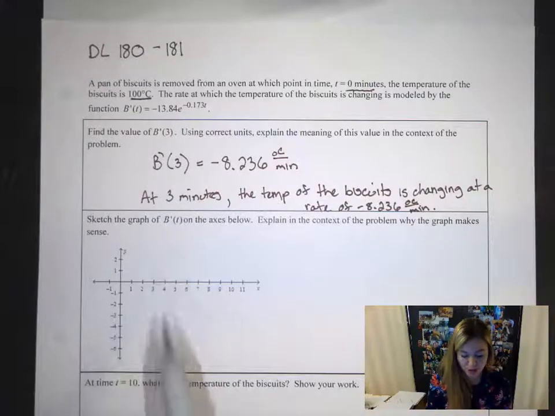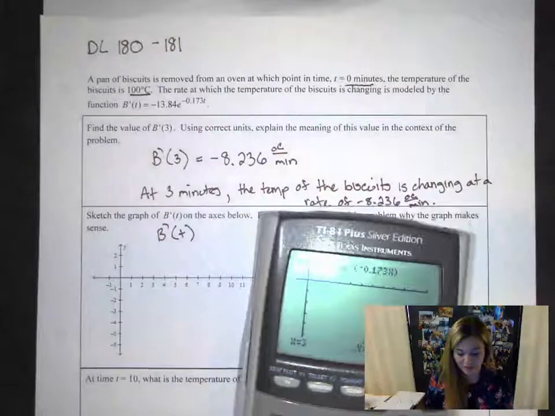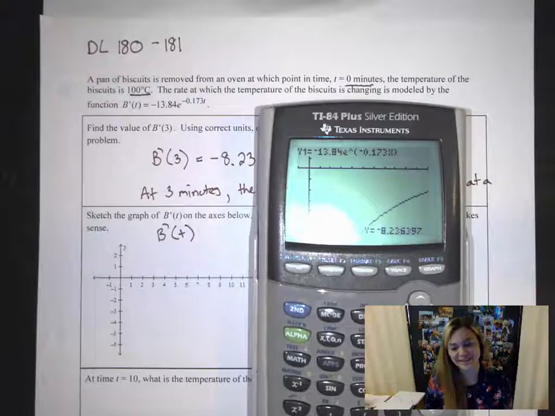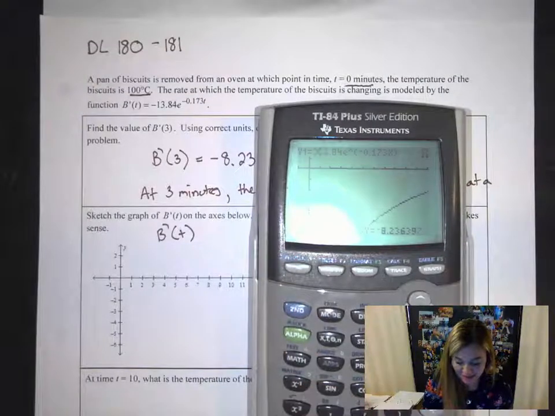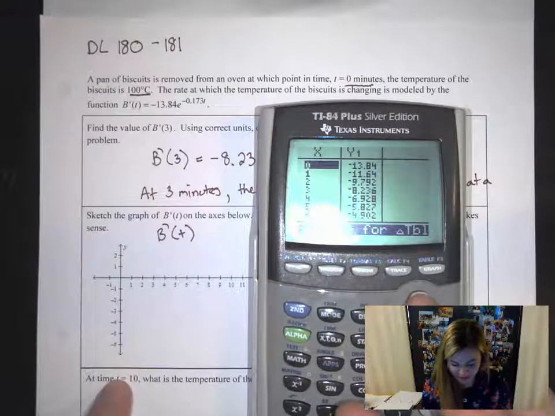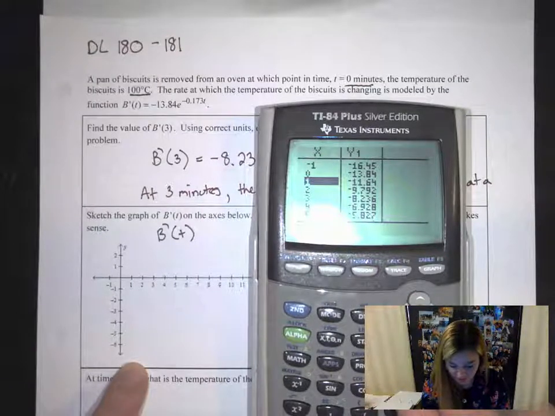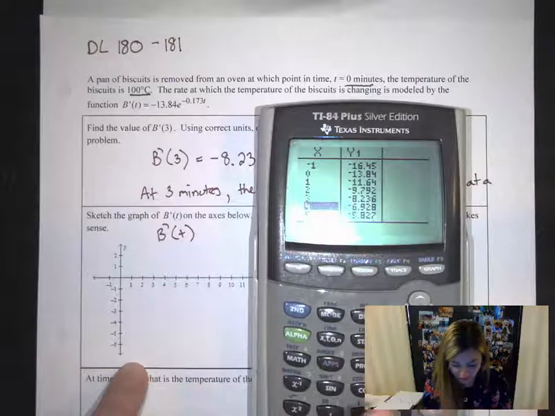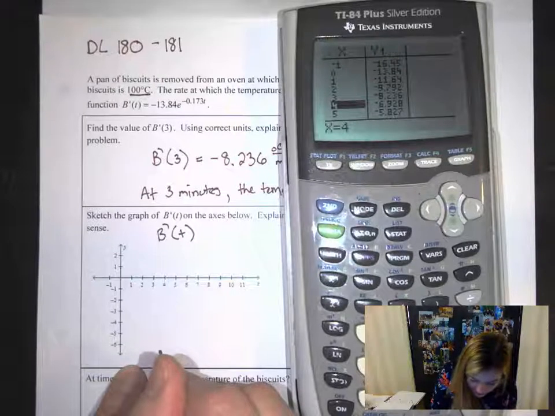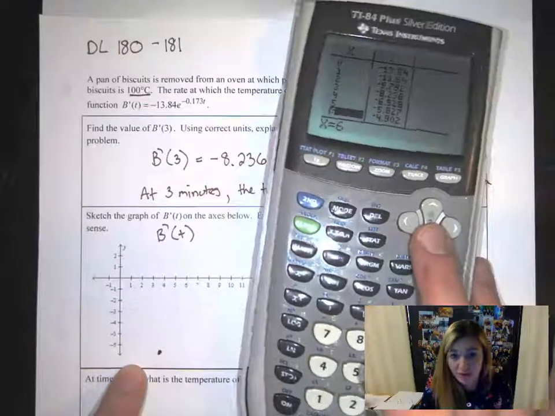If we're sketching b prime of t, and I know I've got this graph, I don't just want to go, oop, there it is. If I go second and then table, I can find some values on my graph. So I see 0, negative 13.8 something, so that's not on here yet. 1, nope, not there yet. 4 almost is. So 4 would be like negative 6.9, so almost 7. Let's pick another value.